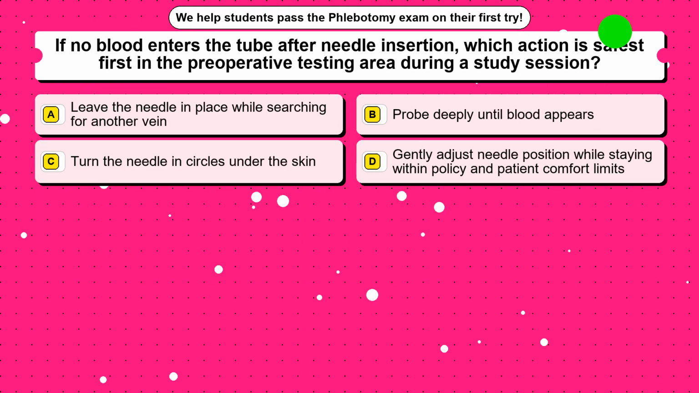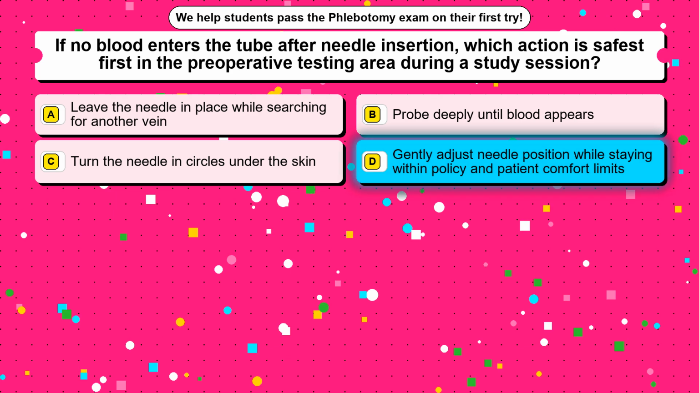Question 37. If no blood enters the tube after needle insertion, which action is safest first in the preoperative testing area during a study session? Option A, leave the needle in place while searching for another vein. Option B, probe deeply until blood appears. Option C, turn the needle in circles under the skin. Option D, gently adjust needle position while staying within policy and patient comfort limits.